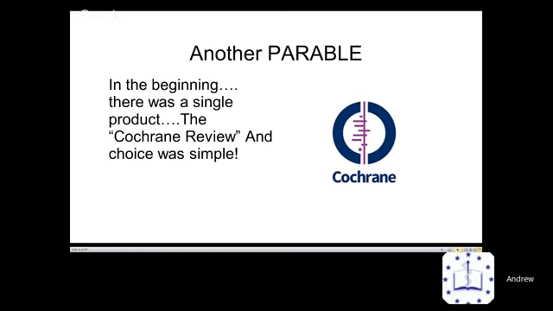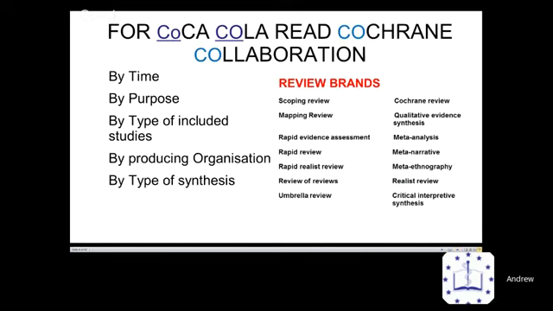Let's move this to what you've come to attend for. And this is another parable. In the beginning, there was a single product. It was very successful. People know what a Cochrane review is. The choice was simple. You do a systematic review or you do nothing. Life was very simple. But life has become complicated for us, complicated for researchers, complicated for librarians. How do we choose which review to use?